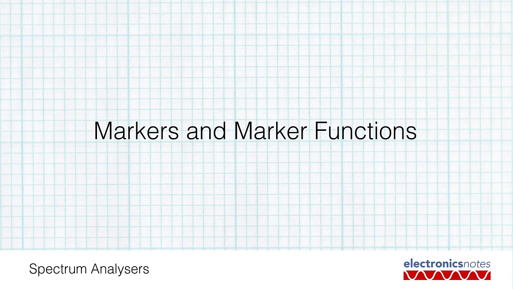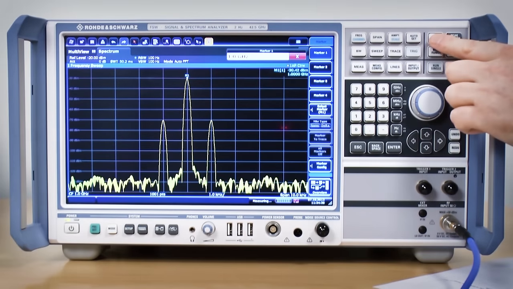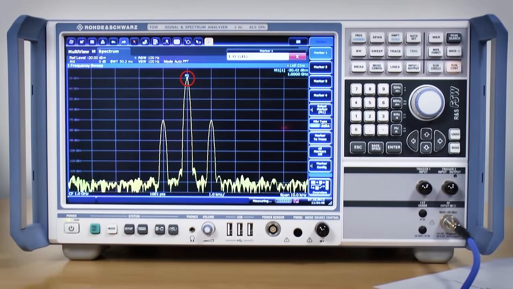A very useful capability of modern analyzers is the ability to add markers that show the parameters of a signal at a particular point on the screen. The most obvious one is a marker for the highest level signal. The marker shows the major parameters like frequency and amplitude. Normally, it'll automatically find the peak of the signal.